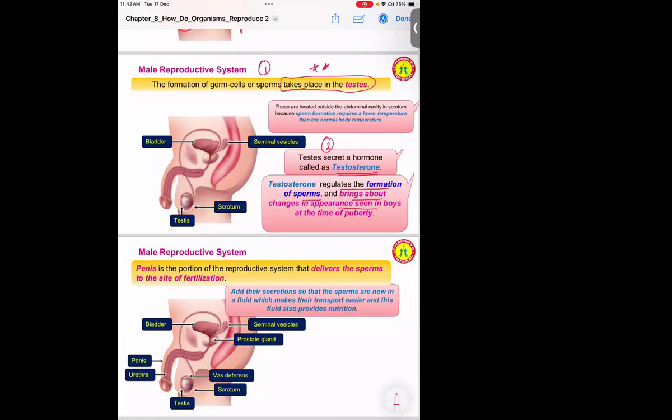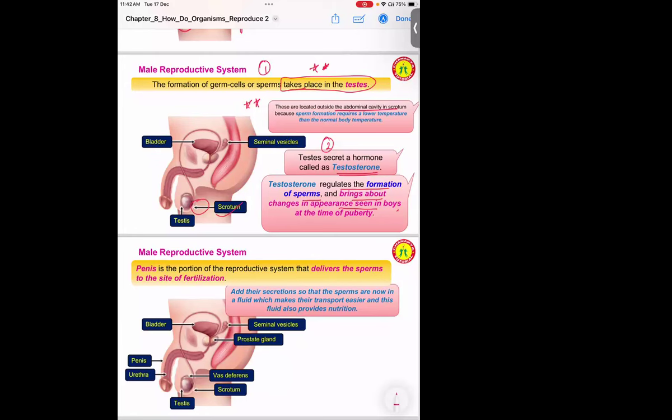Then again, a very important question: why is this located in the scrotum? You might have seen in the diagrams of the book that the testes are located outside the abdominal cavity in a bag called the scrotum. So they have a bag called the scrotum, which is the bag where the testes are held.